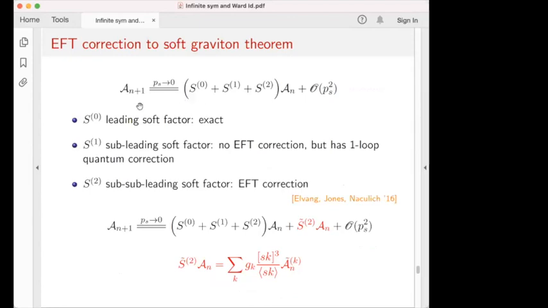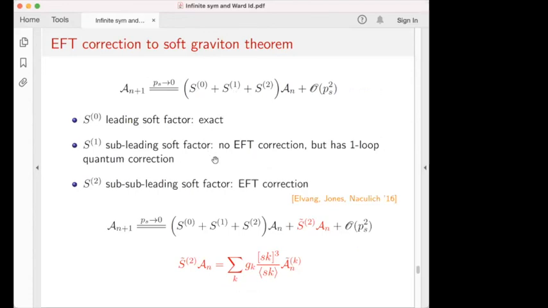So here we have this soft graviton theorem. We can perform this expansion in the soft energy. So we have these different soft factors S0, S1, S2. This is the leading soft factor, and it can be shown that this is exact. At the subleading order, it has one loop quantum corrections, but there are no EFT corrections.